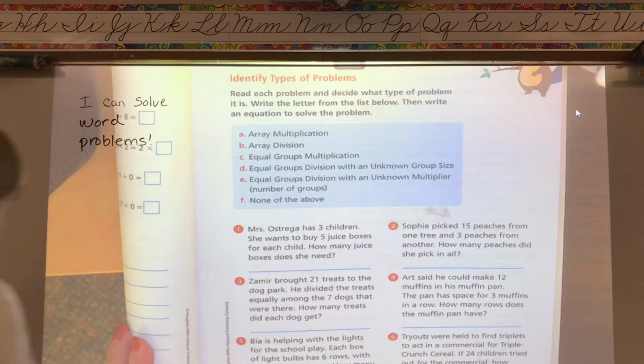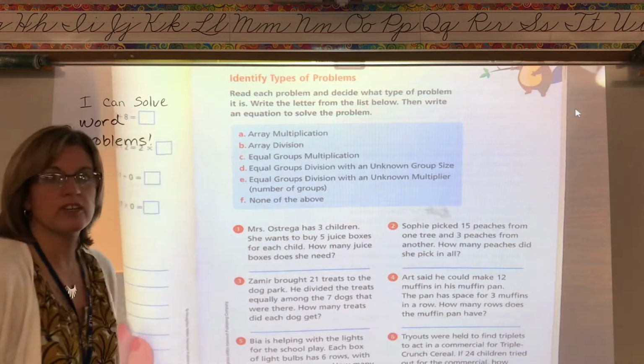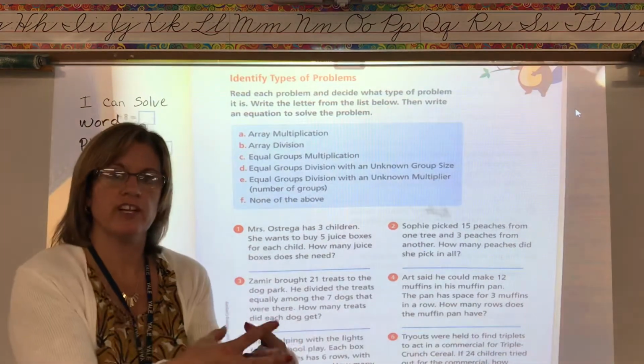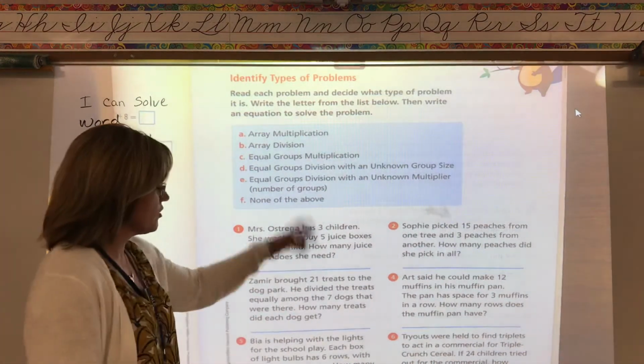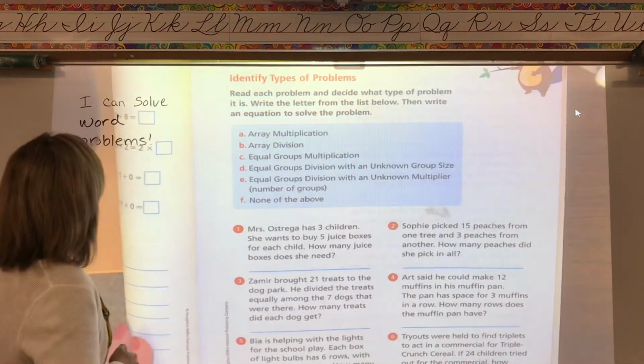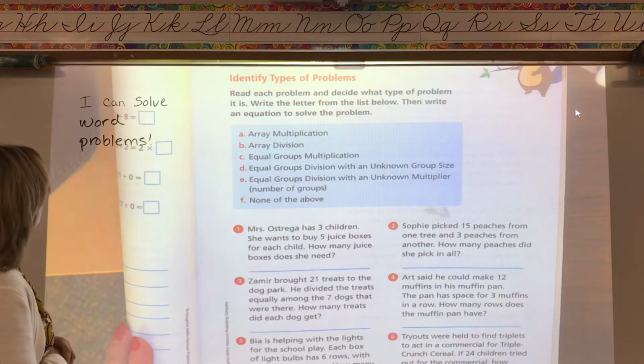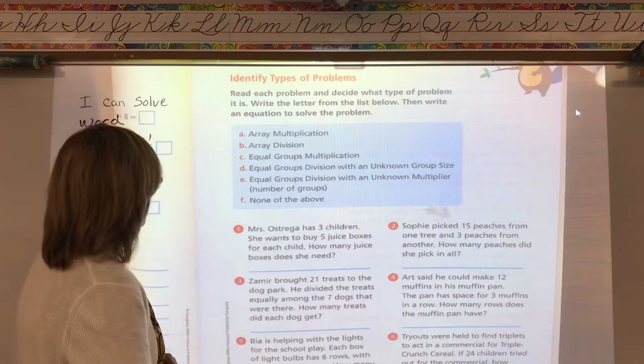Good morning. Today we're going to focus on word problems. We're going to take all the strategies that we've learned about drawing them out, and we're going to plug them in with our word problems. So our I can statement today is I can solve word problems.